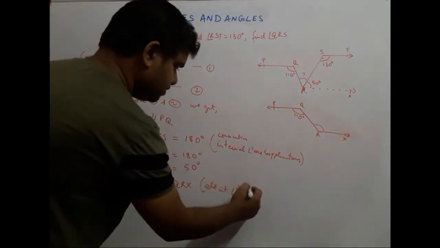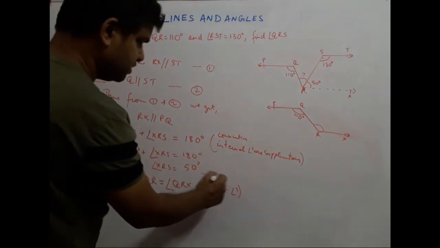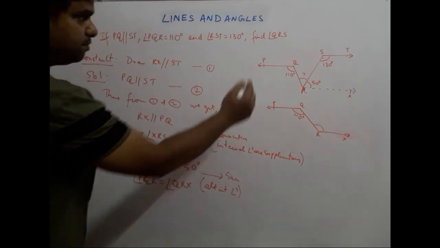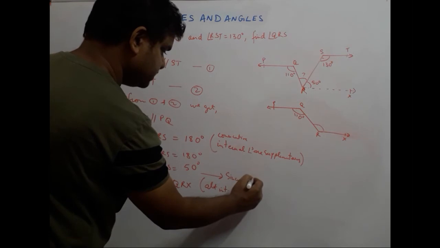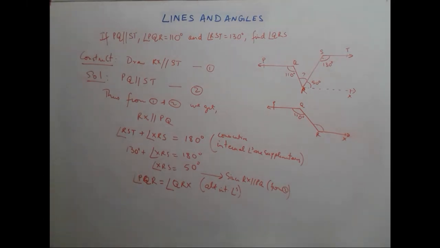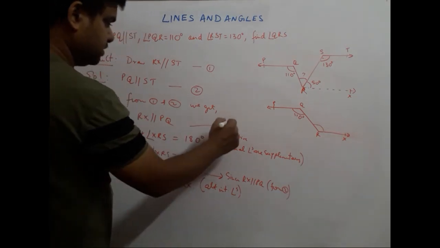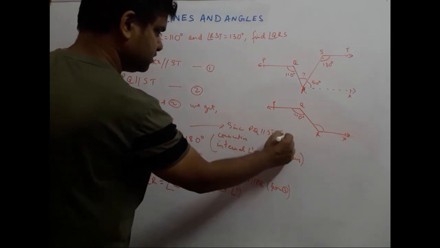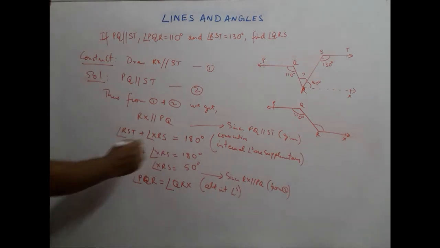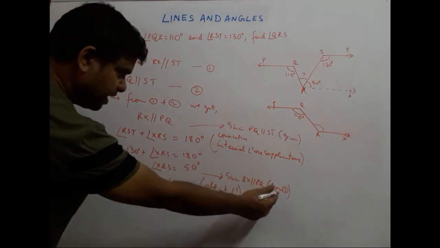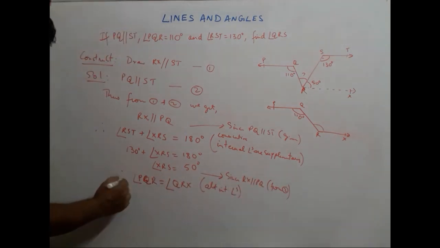You can add one more thing over here. You can say since RX is parallel to PQ from 2, and even over here, like how we have here, we can say that since PQ is parallel to ST given over here, therefore this, and even over here since RX is parallel to PQ, therefore PQ is here.